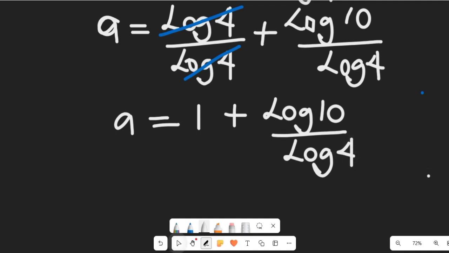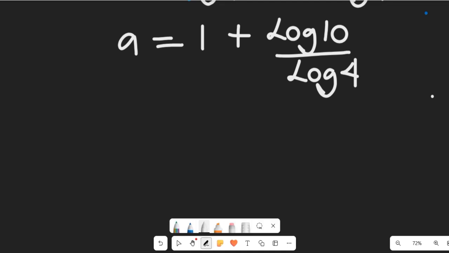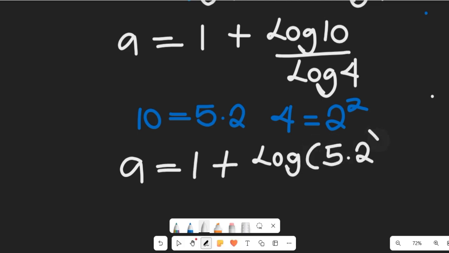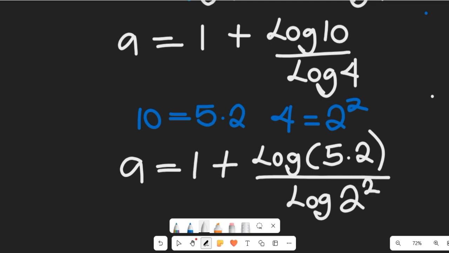So I can simplify that, knowing that my 10 can be equal to 5 multiplied by 2, and my 4 can simply be equal to 2 to the power of 2, right? So I can have that to give me a will now be equal to 1 plus log of 5 multiplied by 2, and all of these will be divided by the log of 2 to the power of 2.